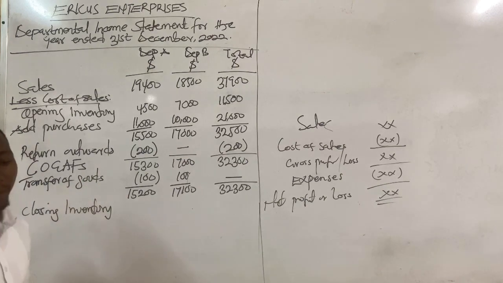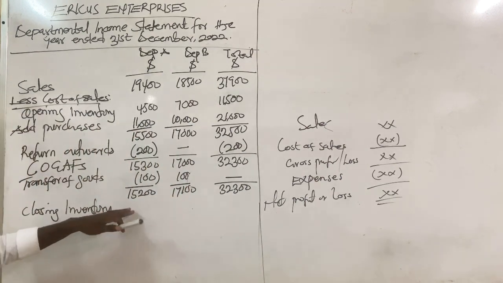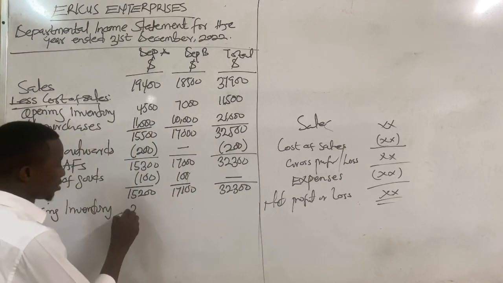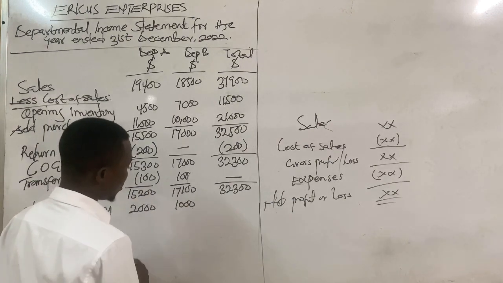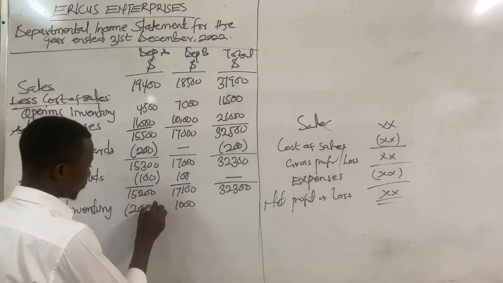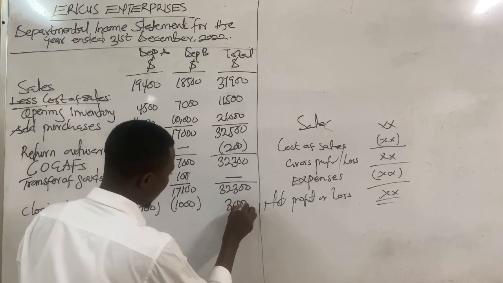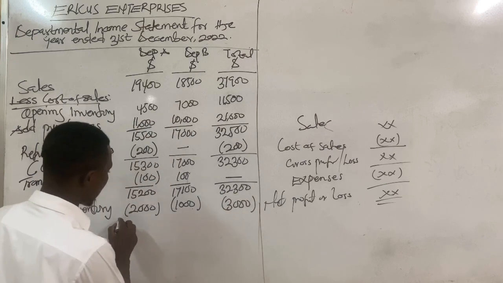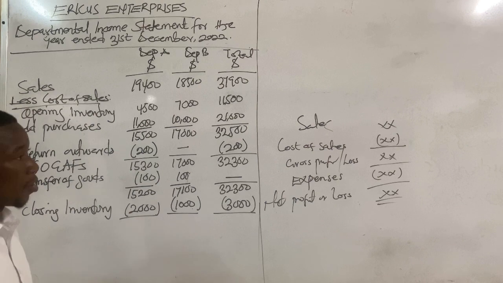Okay, so from the question, the closing inventory for Department A is an amount of $2,000. For Department B, $1,000. Okay, we are deducting the closing stock, and the total is $3,000. Is that clear? All right.